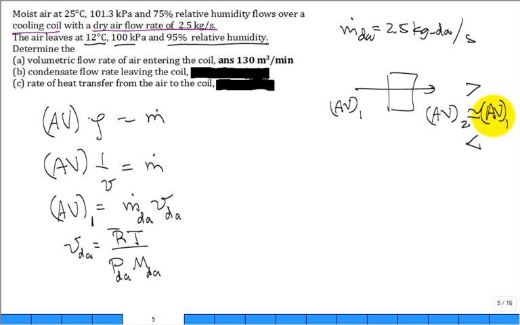It doesn't need as much volume to carry that air because the air is more dense because it's colder. Right? Perfect. Good. Okay. Now let's press forward.